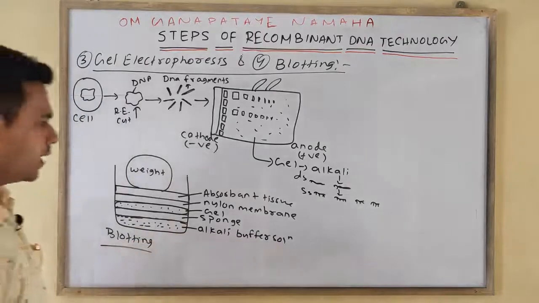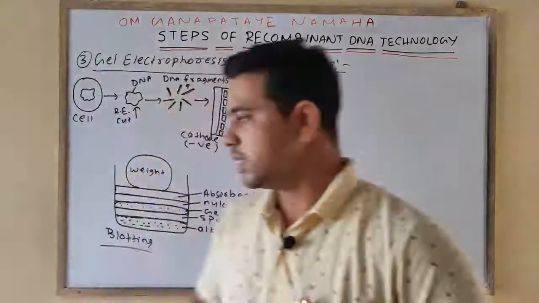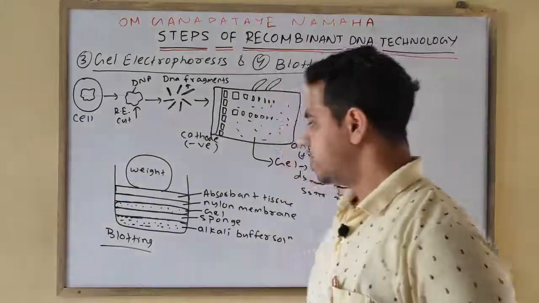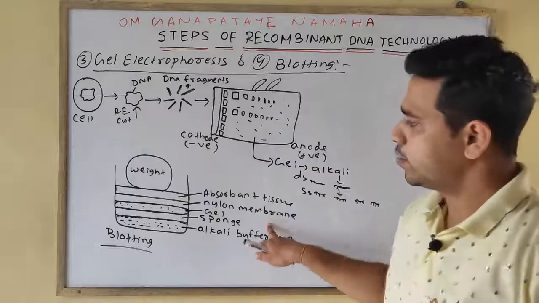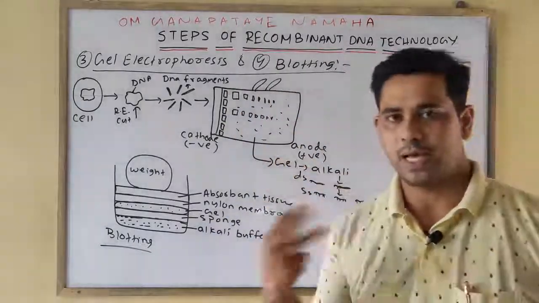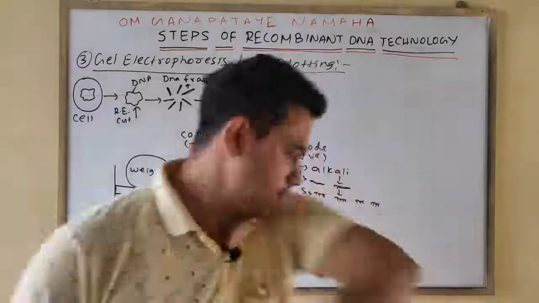So as I said earlier, in the gel it is difficult to extract the DNA. That is why, with the help of the nylon membrane, we can extract the DNA or the pattern of the DNA by the help of the blotting technique. So what will be done?